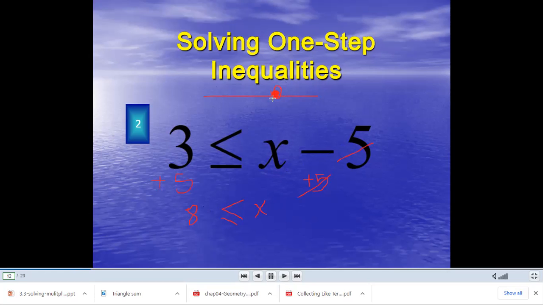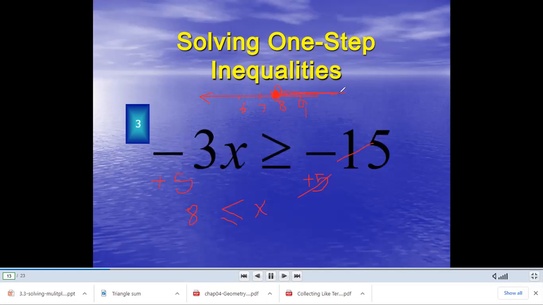So we will stand on 8. Will we move to the right or to the left side? X is more than, so we will move to the right side.